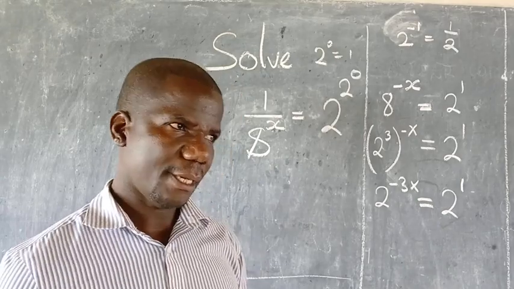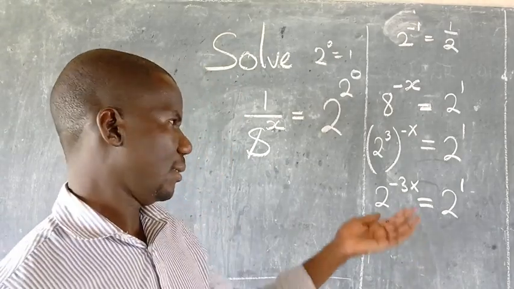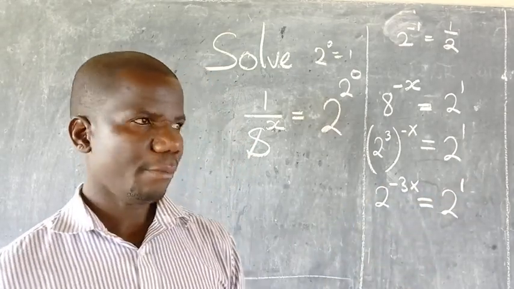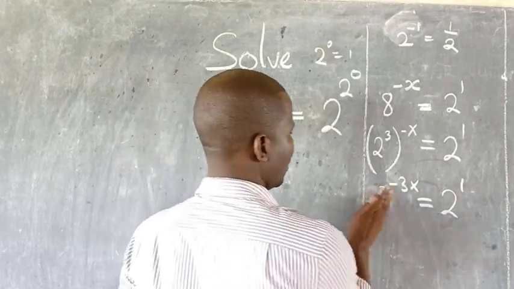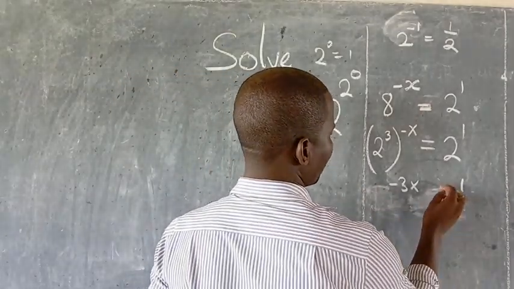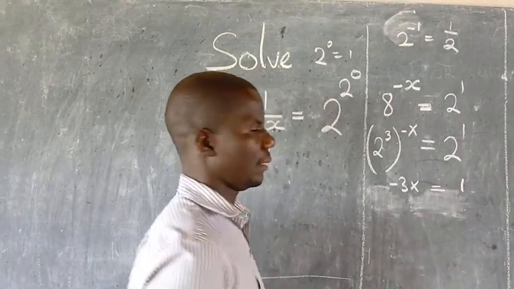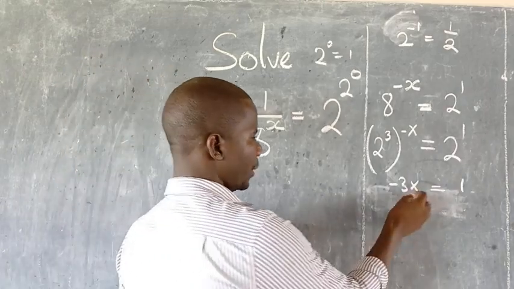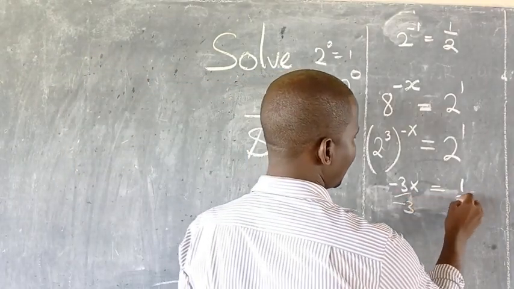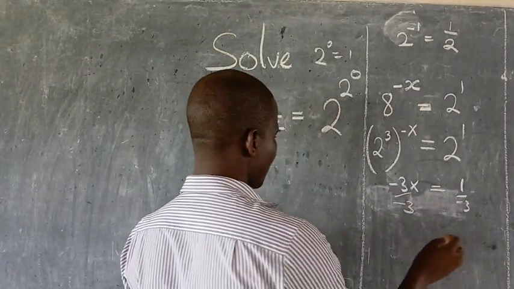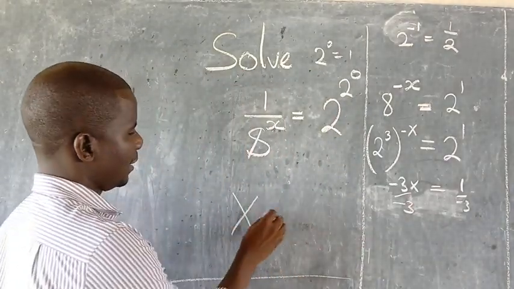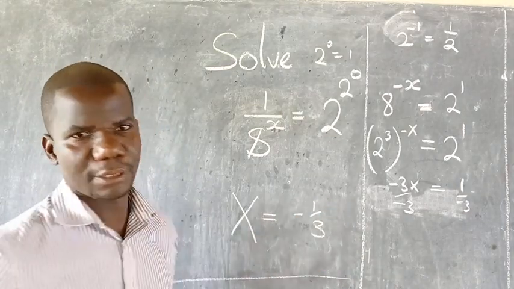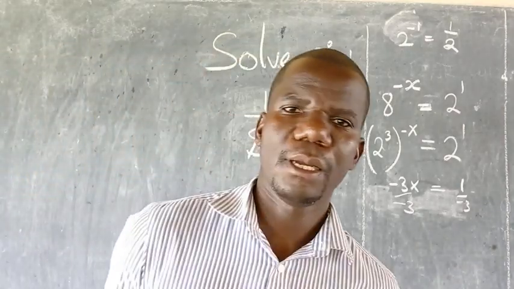Once we have the same base, we just equate the indices and leave out the bases. So what am I trying to say? We get rid of the 2s, and we're just solving this equation here: negative 3x equals 1. You get that? So to do that, we divide by negative 3. Therefore, our x will be equal to negative 1 over 3. That is going to be our answer.